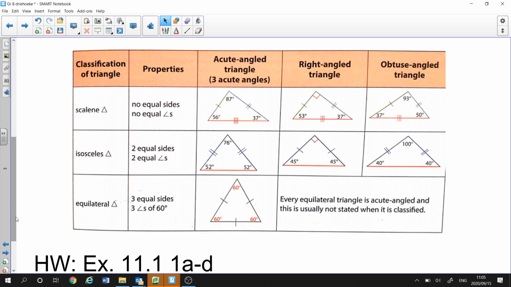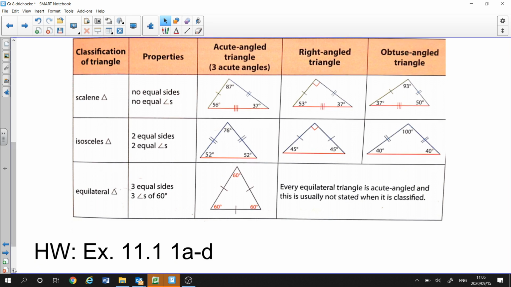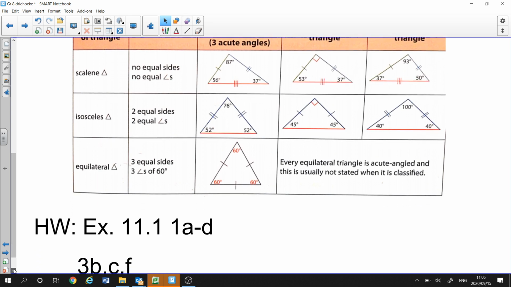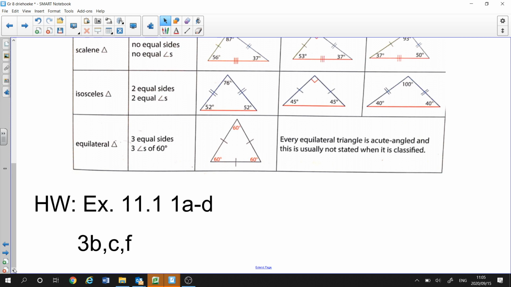When you get an equilateral triangle, in geometry we only get one equilateral triangle. It means that all three sides and all three angles are the same. Because the interior angles of a triangle add up to 180, all three angles will be equal to 60, because 60 plus 60 plus 60 equals 180. So the homework on this work is exercise 11.1, number 1A to D, and 3B, C, and F.